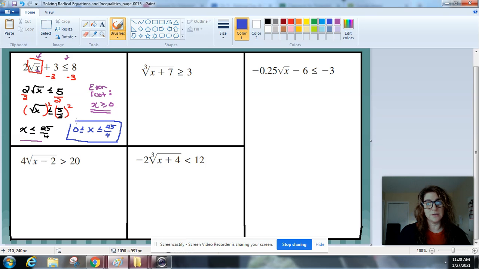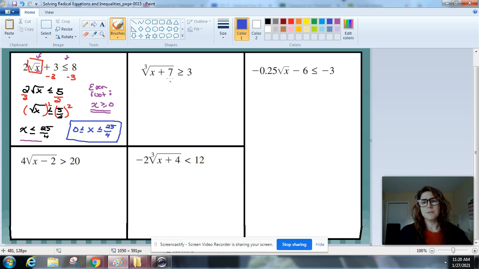Now there's no checking with these. You don't have to plug in the 25/4, but the check really is this even root restriction. Make sure if you have an even root and it's a less than solution, you take note: am I going to have a negative on the inside? And what would make sure that it is a valid answer?